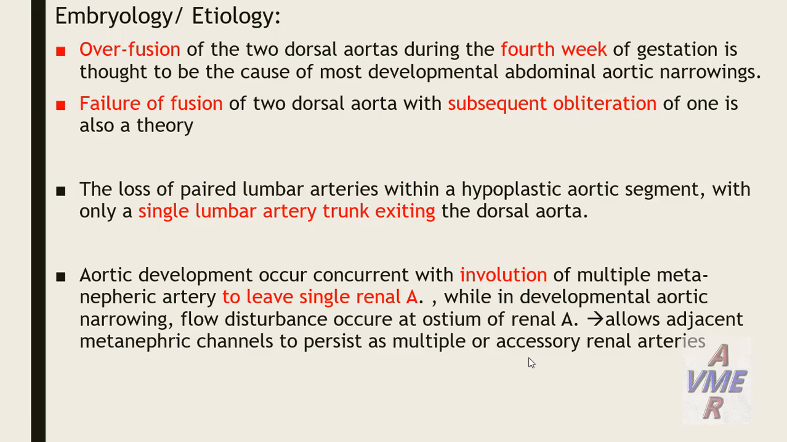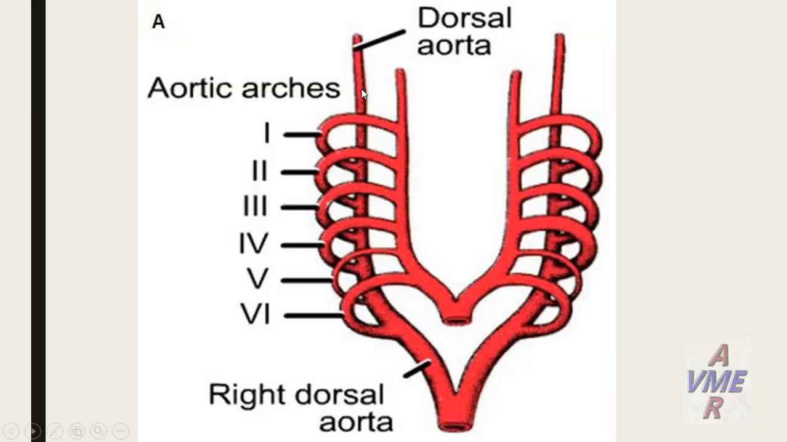So when you discuss this point, it will be as follows. First, overfusion of the two dorsal aortas. These are the two dorsal aortas, which normally get fused. If we have overfusion between the two dorsal aortas, it will cause narrowing. If we have obliteration of one dorsal aorta and persistence of the other, it will cause hypoplasia or narrowing. So these are the two theories for mid-aortic syndrome or hypoplasia.